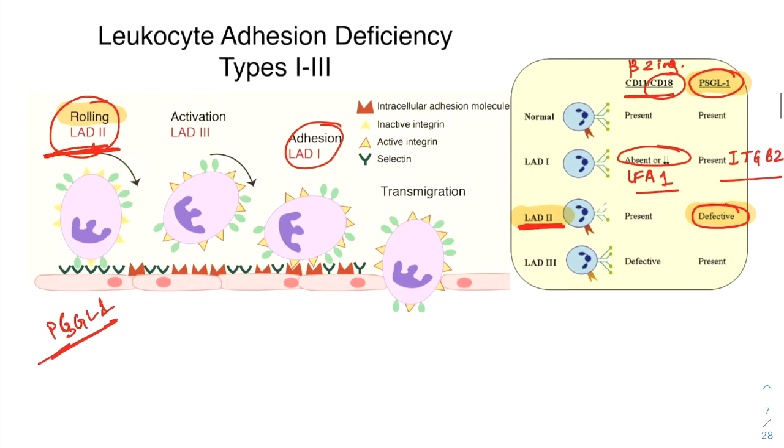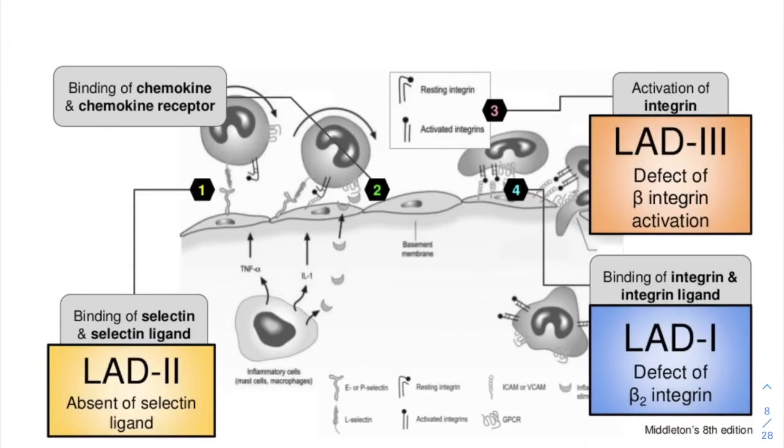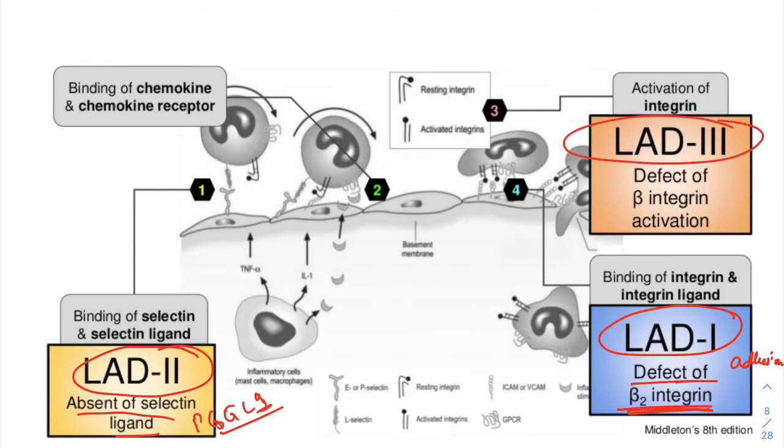The third type is type 3 LAD, in which there is a defect in the integrin activation cascade, specifically caused by mutation in KINDLIN3 and other genes which we'll be discussing later on. So in short, in LAD1, the defect lies in the beta-2 integrin, leading to a defect in the adhesion of the leukocytes to the endothelium. In LAD2, there is absence of selectin ligand like PSGL1, leading to a defect in the rolling motion. In LAD3, there is a defect in beta 1, 2, and 3 integrins, leading to a defect of beta integrin activation.